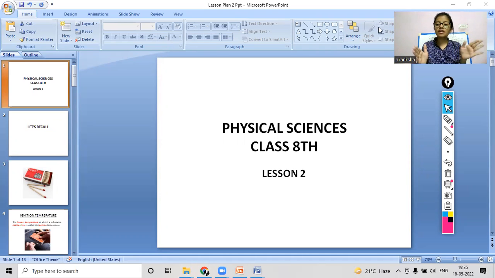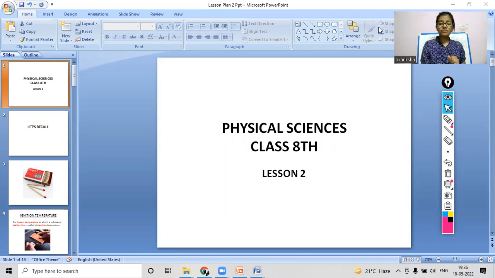So first we will start by recalling what we studied in our previous class. We studied about combustion, the process of combustion, that is a chemical process, and we studied about the different substances that are combustible and non-combustible. And then we studied about the different conditions that are required for a substance to be combustible. So this was all the summary of the previous class.